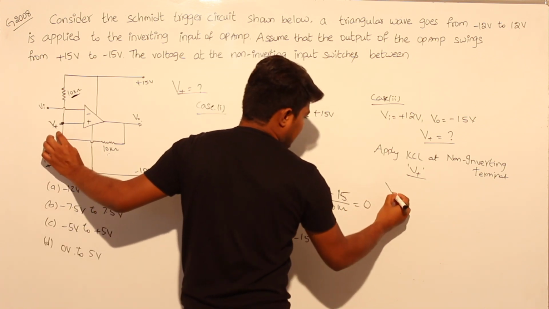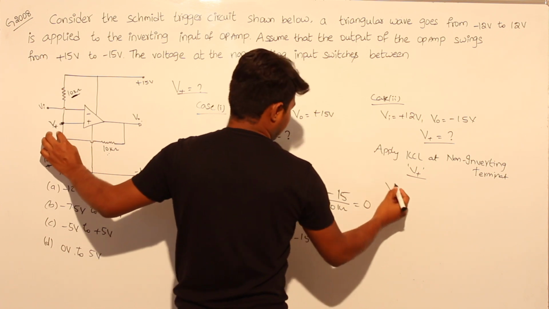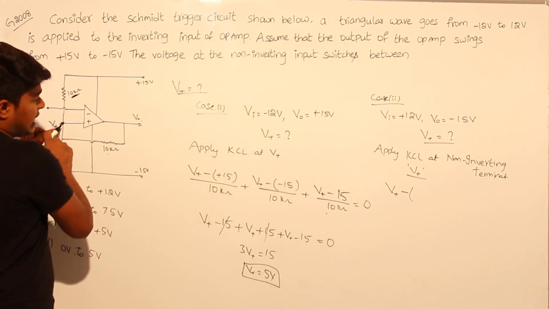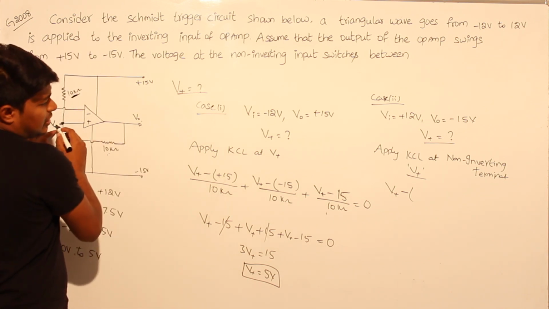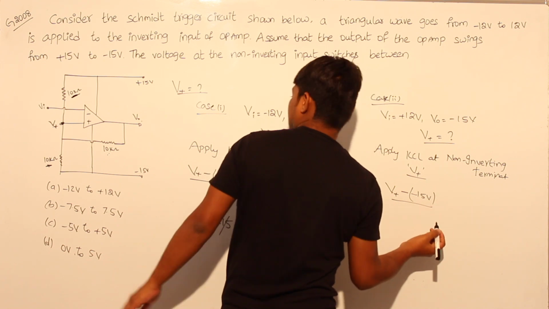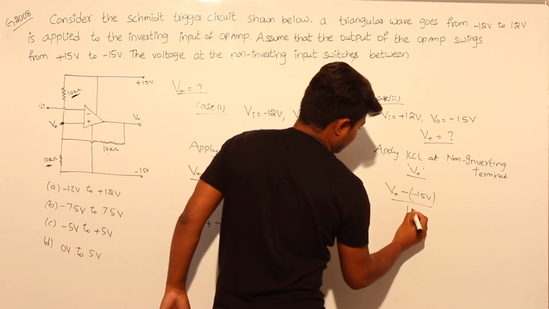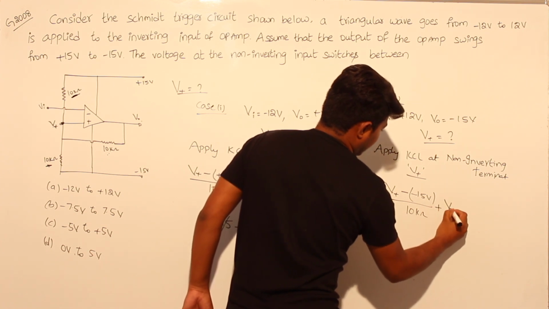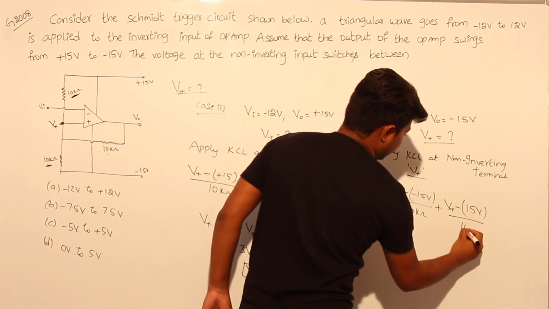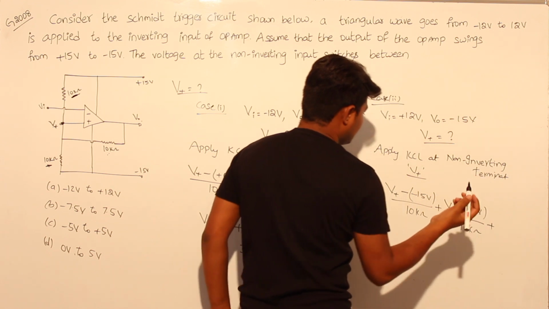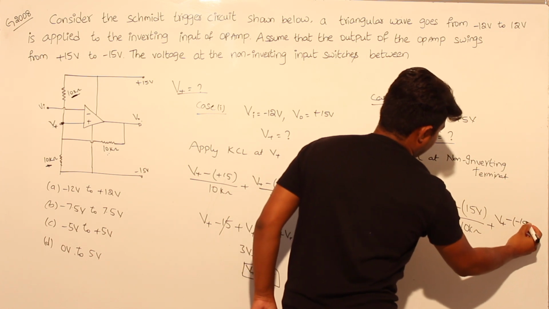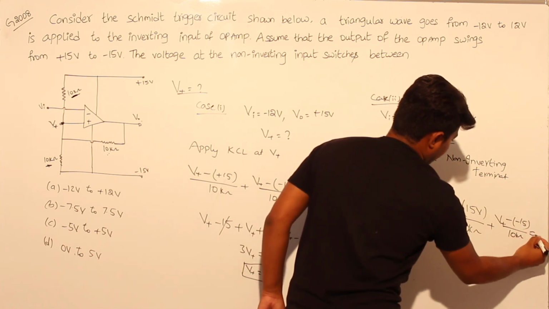Now V plus minus, we are taking it as minus 15 volts, so it will be minus 15 volts by the same 10 kilo ohm resistance, plus V plus minus 15 volts by 10 kilo ohm, plus V plus minus of minus 15 by 10 kilo ohm is equal to 0.